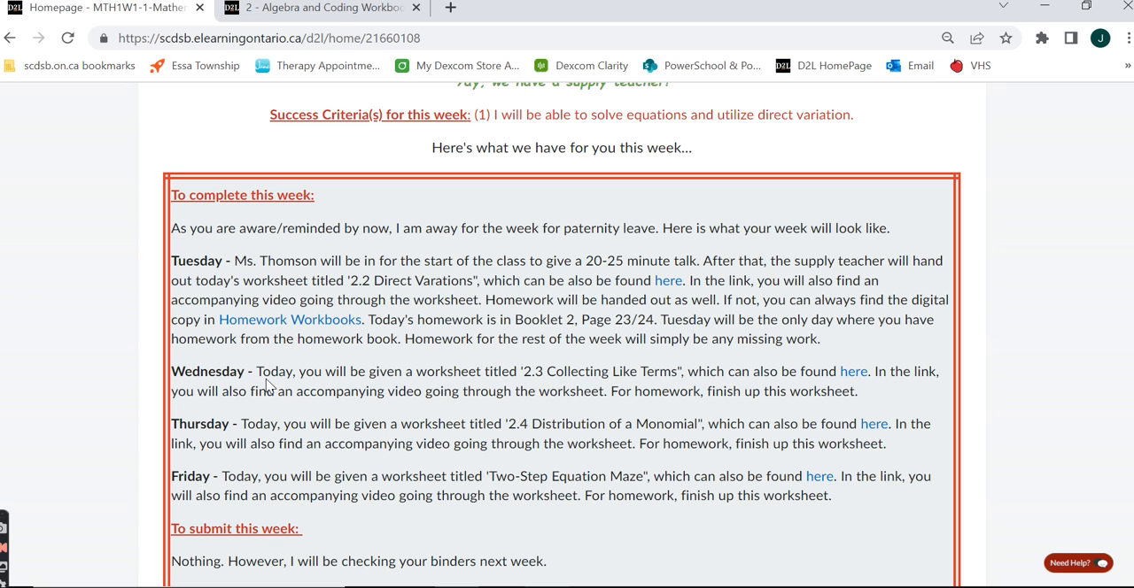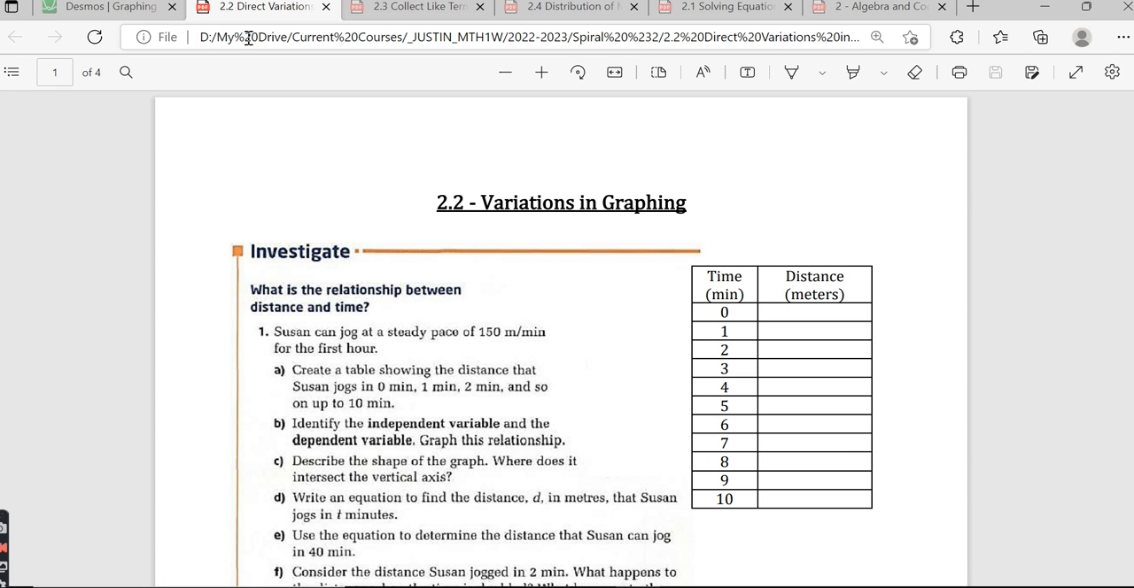On Wednesday, there'll be another lesson, 2.3. Thursday, 2.4. Friday, a two-step equation maze, and there will be a video accompanying all those as well, okay? So let's get to it. So 2.2 direct variations, or variations in graphing. Just give me 1 second here. Just gotta plug this thing in.